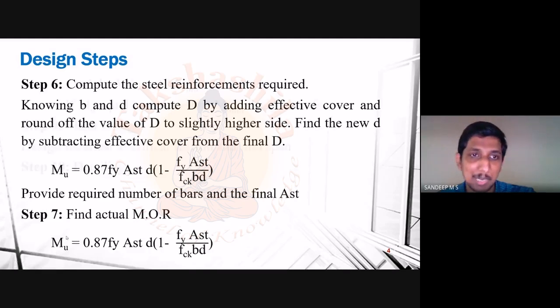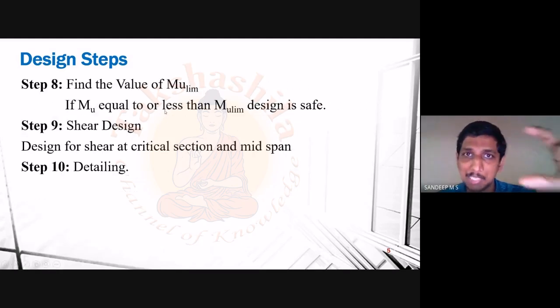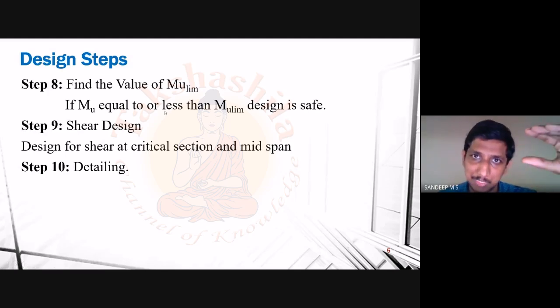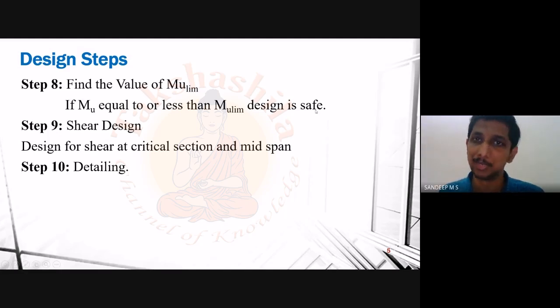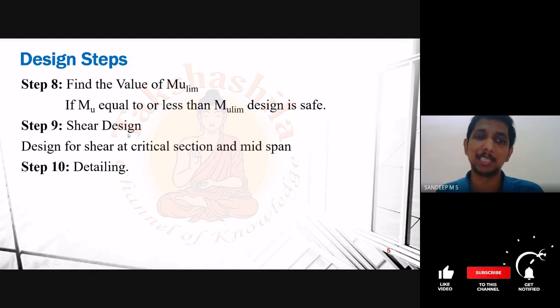Now compare this moment of resistance with that of a balanced section, that is the critical moment of resistance. If the moment of resistance obtained here is less than the critical moment of resistance, that means your section is an under reinforced section, so it is safe. If Mu is equal to that Mu limit, that is again a balanced section. If it is less than Mu limit, it is an under reinforced section. In both these cases, your design will be safe. If it is not safe, you have to repeat the entire procedure by revising your depth, that is, revising your cross section. That is the only possibility there. If it is safe, you can proceed to the next part, that is the shear design.